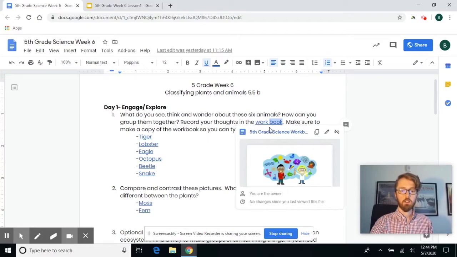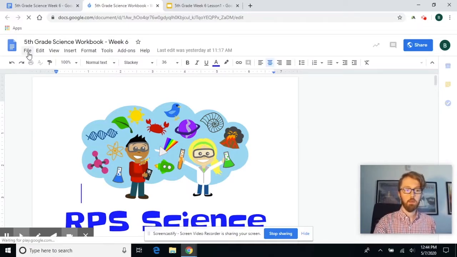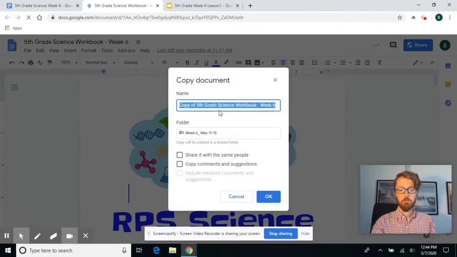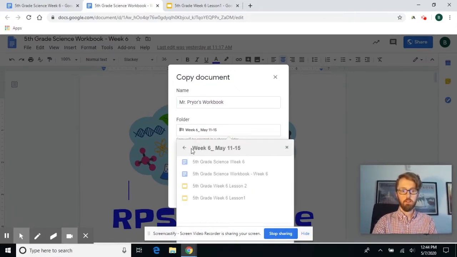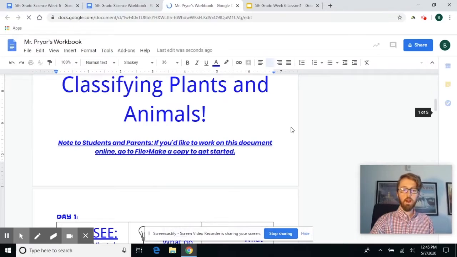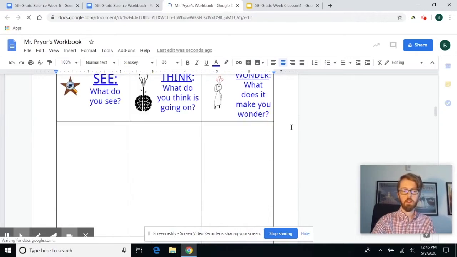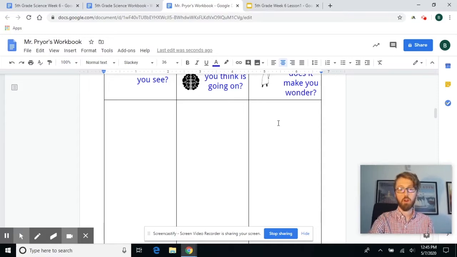Remember to click the link, and after it opens, to type in it, you need to make a copy or print it out. To make a copy, we'll click File, we'll click Make a Copy. We can title it Your Workbook. You may want to save it to your drive. Now that we have our copy, we'll go down to our See, Think, and Wonder columns and get ready to type what we're seeing, what we think is happening, what are we wondering, what are our questions.